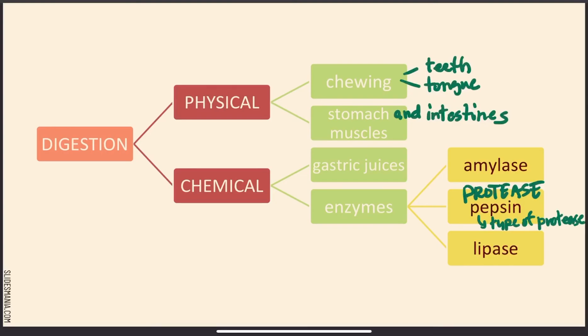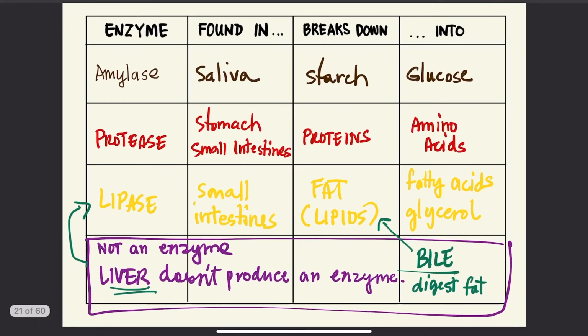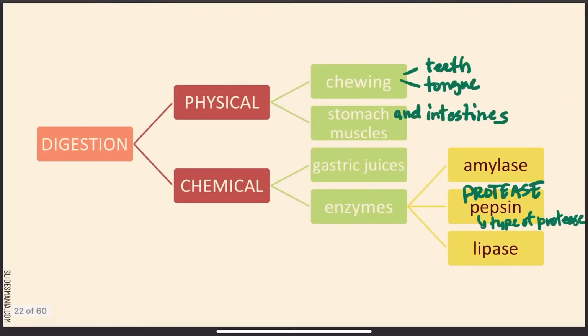Amylase breaks down starch, protease breaks down protein, and lipase breaks down fat. Everything is in this table over here. So that is the summary of the digestive system.